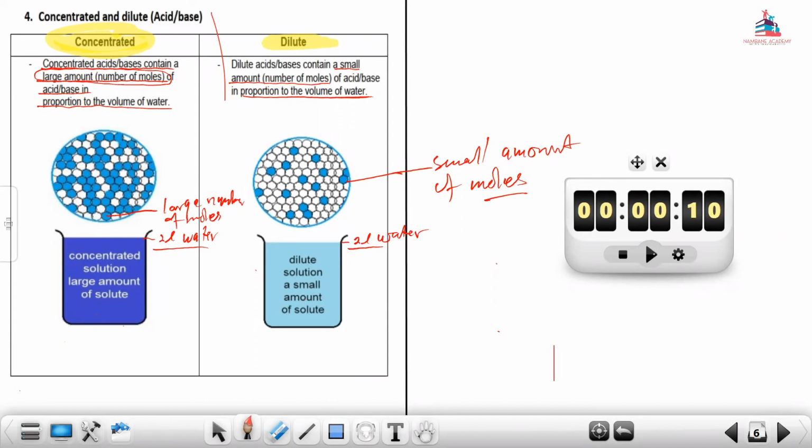Definitely. Hence, they say here, concentrated acid or base contain large amount of acid in proportion to the volume of water. So once you start increasing the amount of water, it basically says the volume of water is increasing. So it will become now what? More water, less particles. So it becomes now dilute.